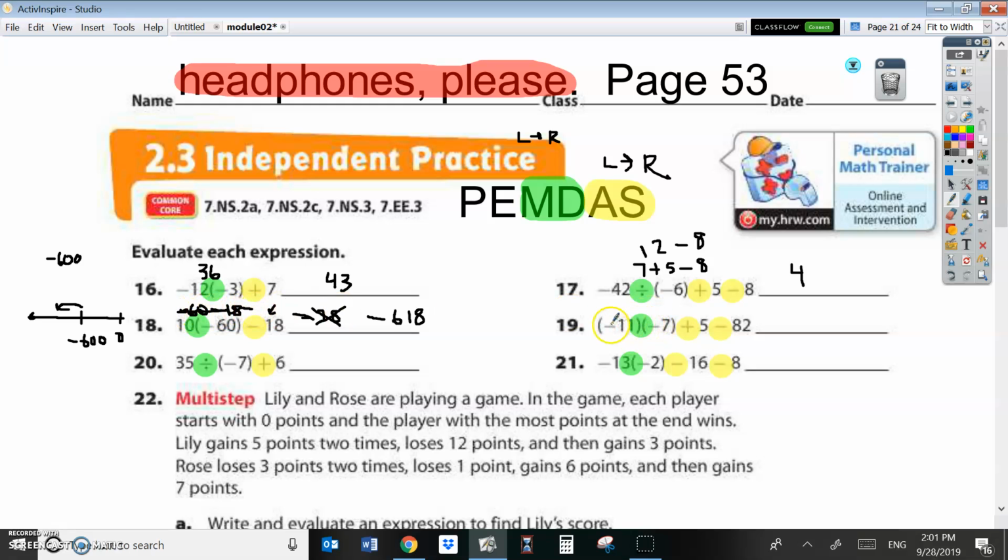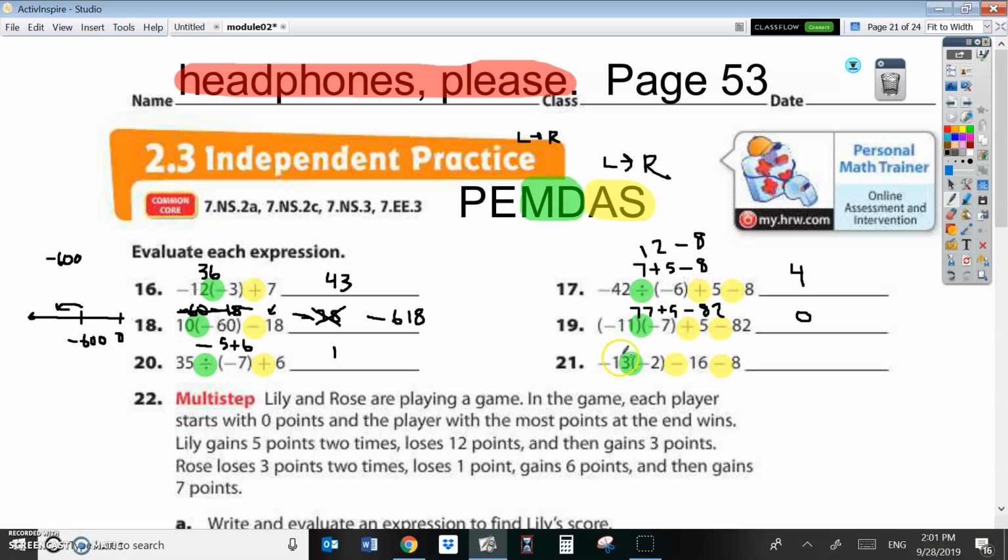Multiply here. Negative times a negative is a positive. So it's 77 plus 5 minus 82. So add that first. That's 82 minus 82 is 0. Divide first. Positive divided by a negative is a negative. It's negative 5 plus 6 is going to be just 1.